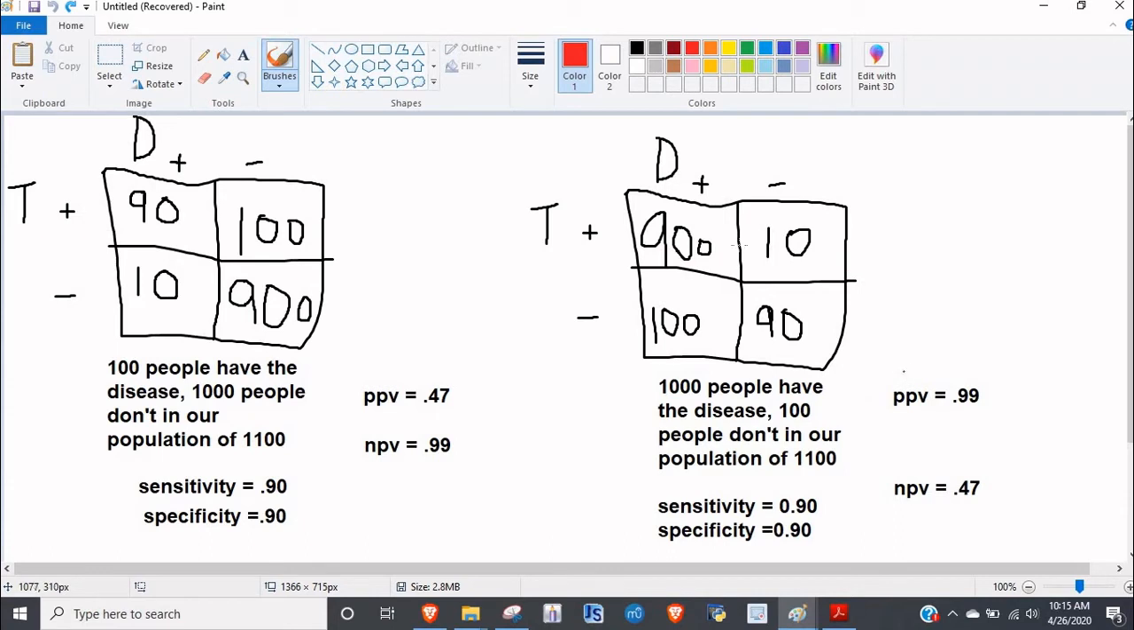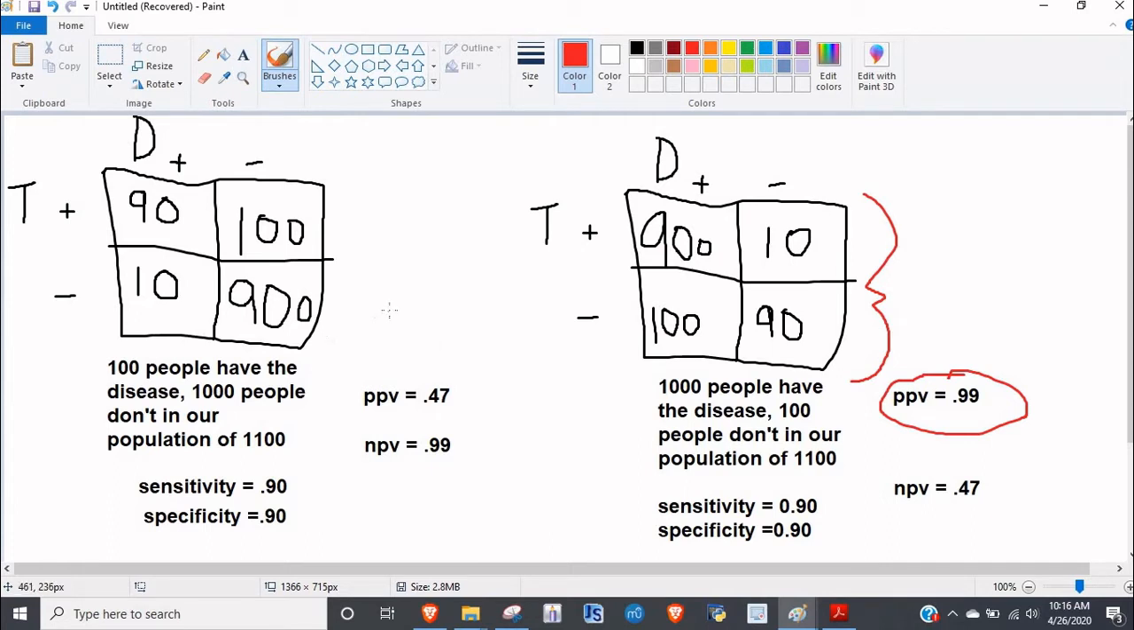Conversely here, where a bunch of people in this population have it, the positive predictive value of a positive test is off the charts. And the negative predictive value is not so great. So what do we really learn from this? We learn that if you're in a place where there's a lot of people with the condition and you test positive for that condition, the odds are, here you go, 0.99 or 99% that you have it.